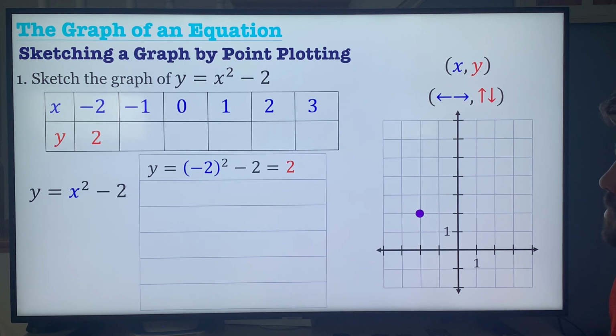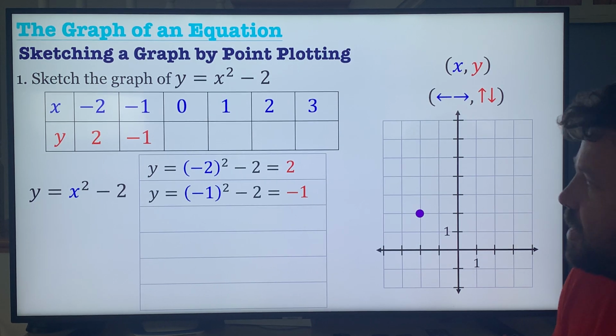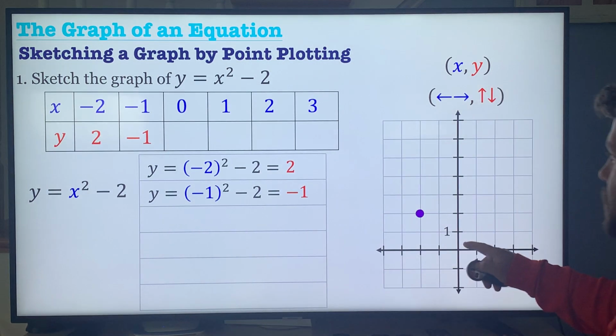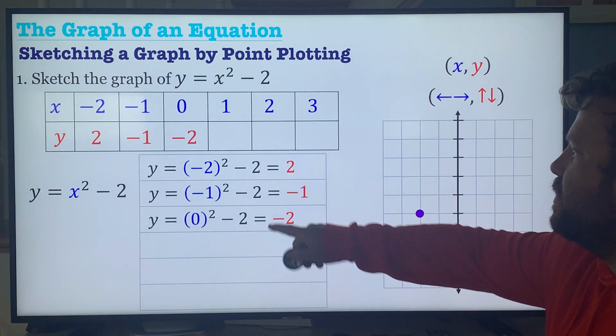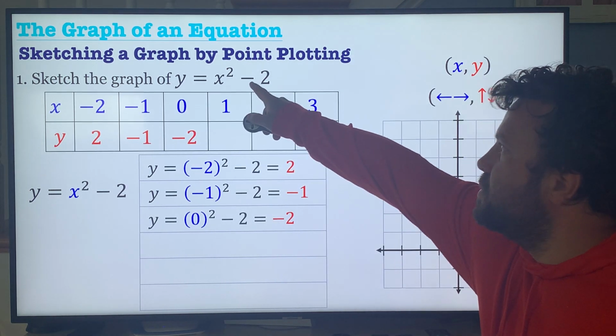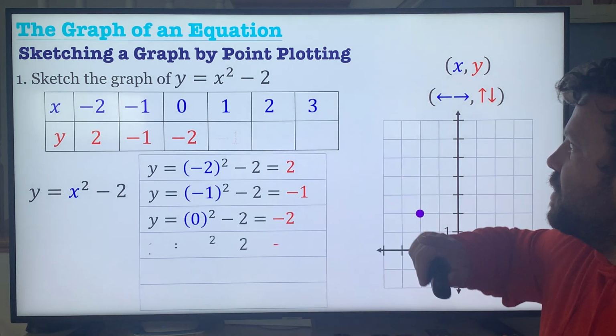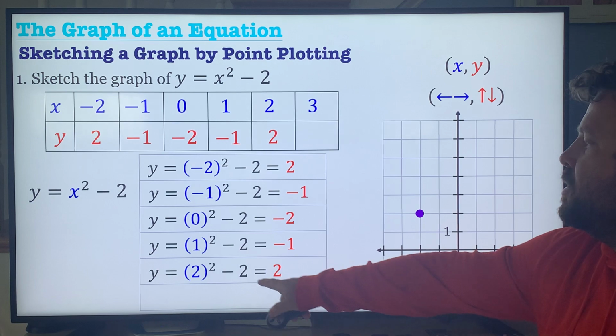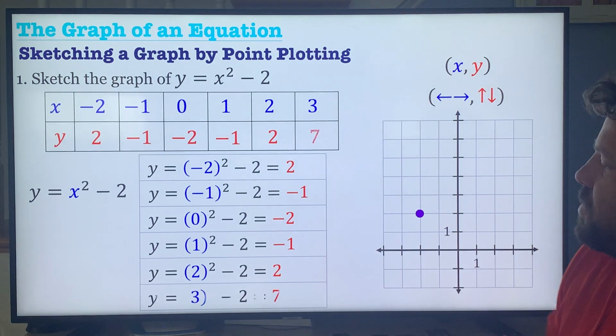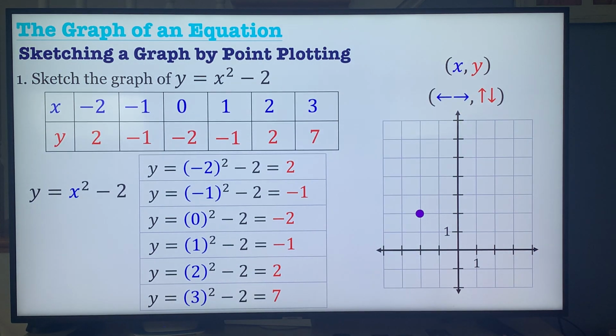Next thing, you have your -1. Once again, you take your -1, you plug it in. -1 squared is 1. 1 minus 2 is -1. So right here, I'm going to go 1 to the left and 1 down. Right here is 0. 0 squared is 0 minus 2 is -2. 1 squared, 1 minus 2 is -1. 2 squared, 4 minus 2 is 2. And 3 squared minus 2 is 7. Alright, so why don't you guys just plot the rest of these points.